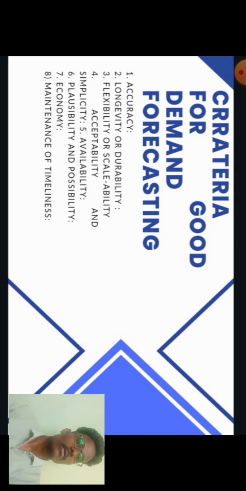Criteria for good demand forecasting. In this video, we are talking about the 8 criteria of demand forecasting. The first is accuracy, second is longevity or durability, third is flexibility, fourth is acceptability, fifth is availability, sixth is possibility, seventh is economy, and eighth is maintenance of timeliness. So the first criterion is accuracy.